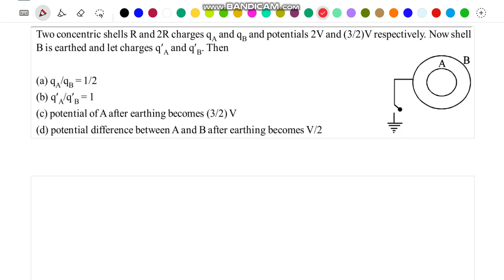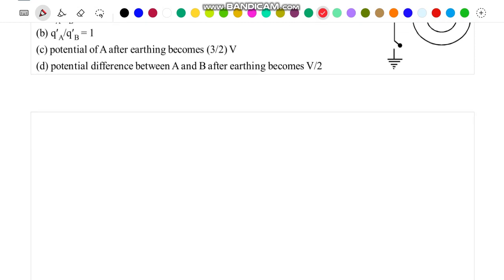Hello friends, in this problem there are two concentric shells, of radii R and 2R, having charges QA and QB, and the initial potentials are given to us. Now it is given that the shell B is earthed. Now the final charges on A and B are given to us as QA and QB prime. So we have to identify the correct options.